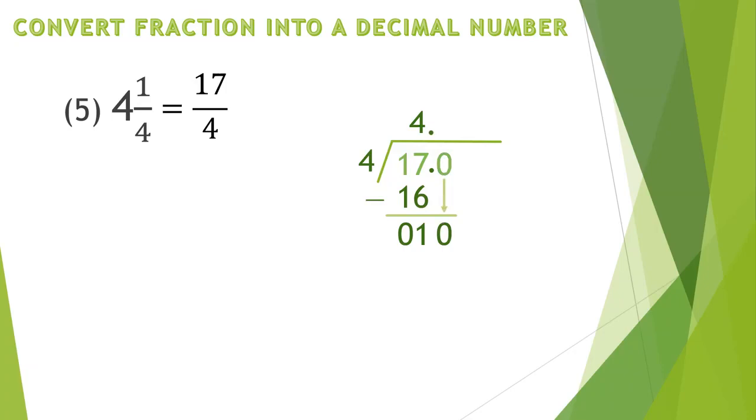Now write the decimal point in the quotient above the line, bring down this extra 0 and divide 10 by 4. How many times? 2 times, because 4 2s are 8. So write 2 in the quotient above the line and subtract 10 minus 8. We get 2 as remainder. Still, the remainder is not equal to 0.